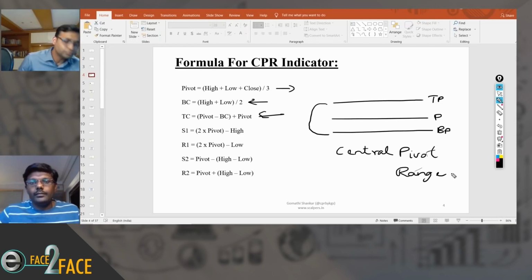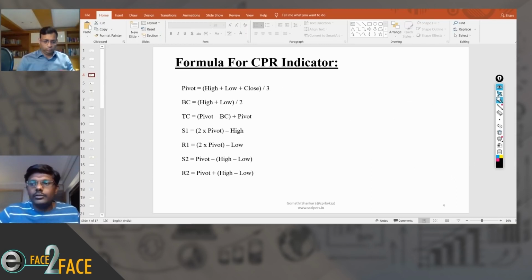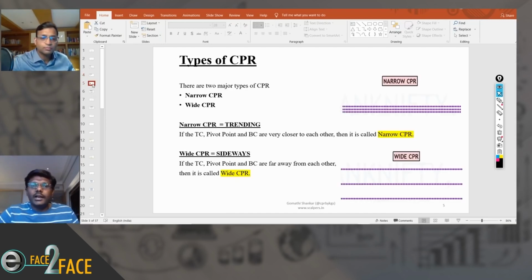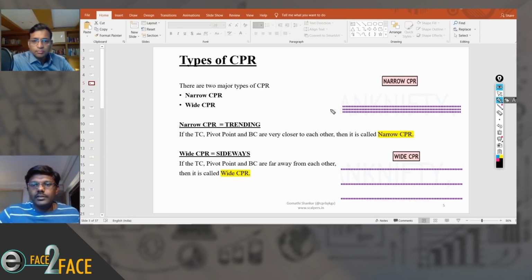Okay. So now what is the use of these 3 lines? Previously we were using a single line as a pivot point. The purpose of using these 3 lines is that we can derive a variety of market sentiments. For example, this is how a CPR looks when we apply it in our charts. So this is called a CPR indicator.